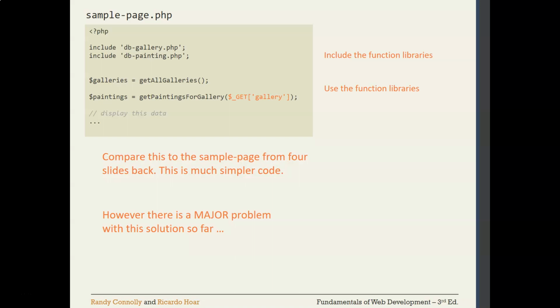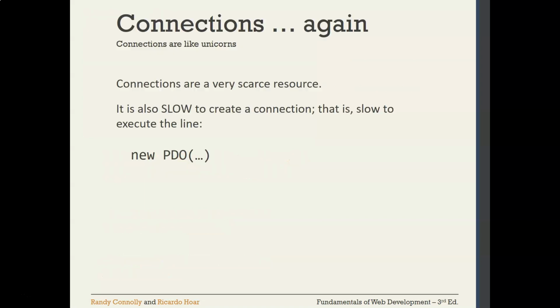However, there's a major problem with this solution. It's also a minor problem. The minor problem is that we never close our connection. That's not as big a problem as the major problem, which is connections. Connections are like unicorns. They're a very scarce resource. Most database systems only really allow you to have maybe 32 or 64 connections. So if we're hogging up 3 or 4 connections, that's bad news.